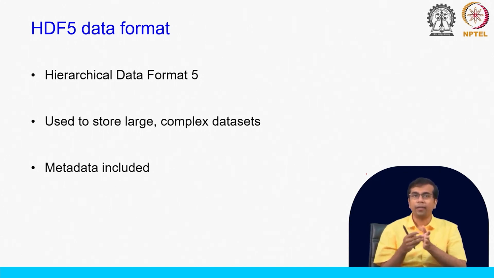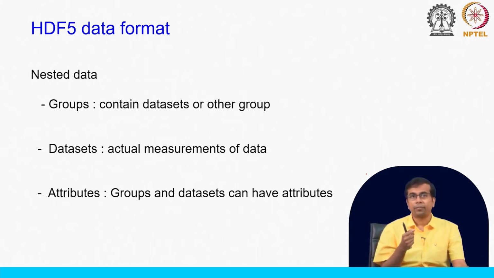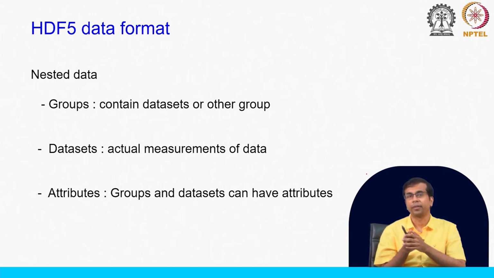The strength of this format is that you have the metadata included with the data. You can have as many data sets as you like, and for each data set you can also have metadata saying what kind of data it is, or maybe the condition under which it was collected, and so on. It is a nested data format, which means you have groups, and these contain data sets or other groups. Data sets are the actual measurements, and you have attributes for groups and data sets. So, what are these terms actually?